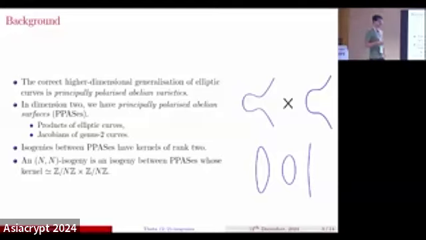Whenever you consider isogenies between these principally polarized abelian surfaces, in the cases interesting at the moment for cryptography, these isogenies have kernels of rank 2. In particular, we say that an isogeny between surfaces is an (n,n)-isogeny if its kernel is isomorphic to Z mod n times Z mod n.